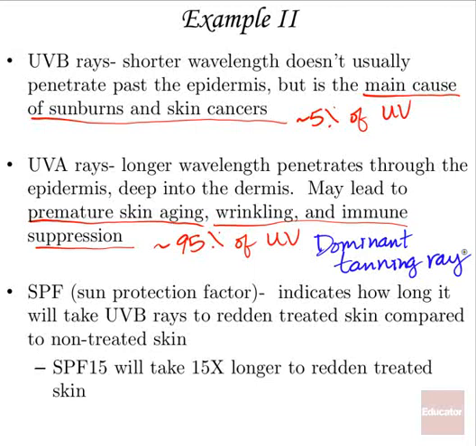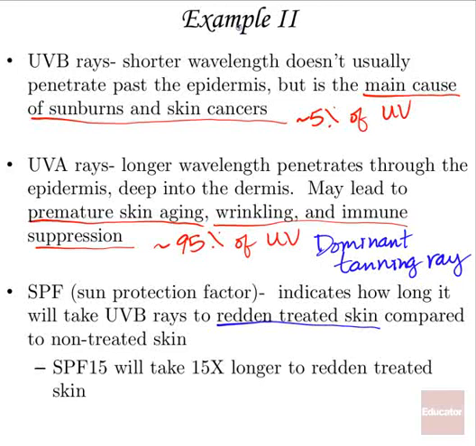Well, SPF is what's called sun protection factor, okay? And what that tells us is how long it will take UVB rays to redden treated skin compared with untreated skin. So for example, if we take a sunblock that says it's SPF 15, what that means is that if we put it on, say, our left arm and not our right arm, it will take our left arm, the treated skin, 15 times longer to get to the same redness as this arm, okay?